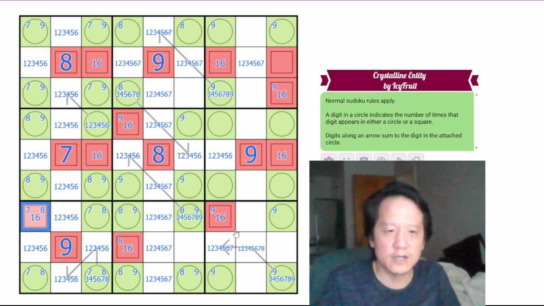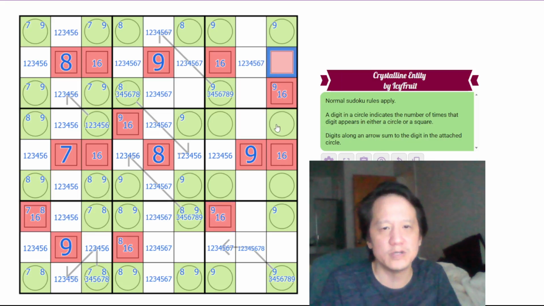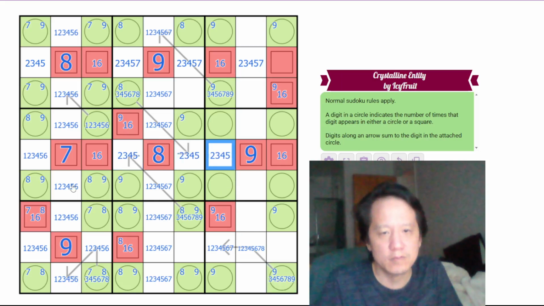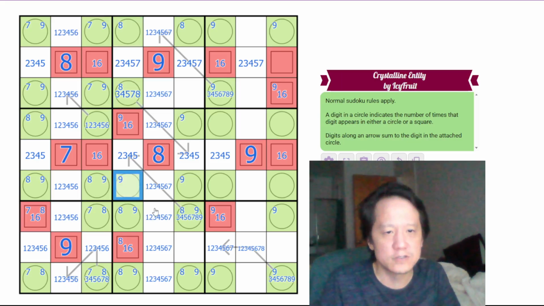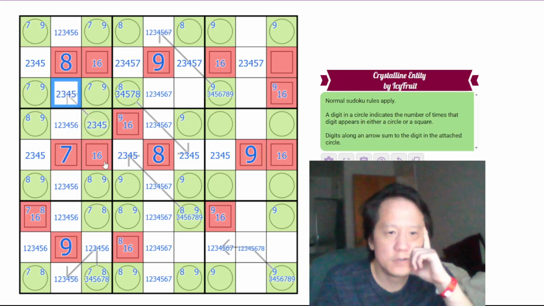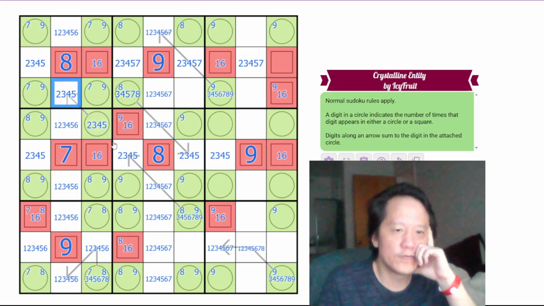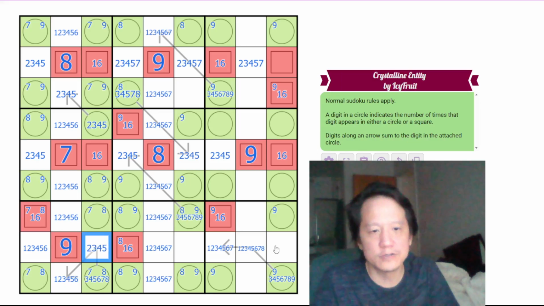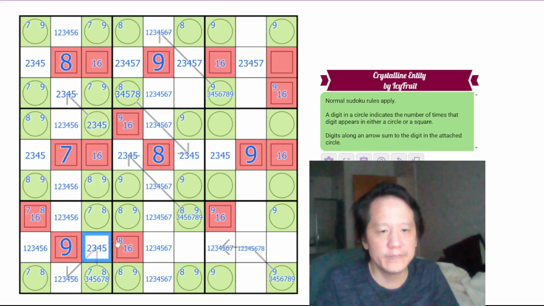Okay, so 7 and 8 cannot be here. This could be many things. So 1 and 6 cannot be here, here, here, or here. So far, that's okay. This can't be 1 or 6. 1 and 6 cannot be in a circle. So this would be 2, 3, 4, 5. This couldn't be 1 or 6 because of the 1 or 6 in the column.